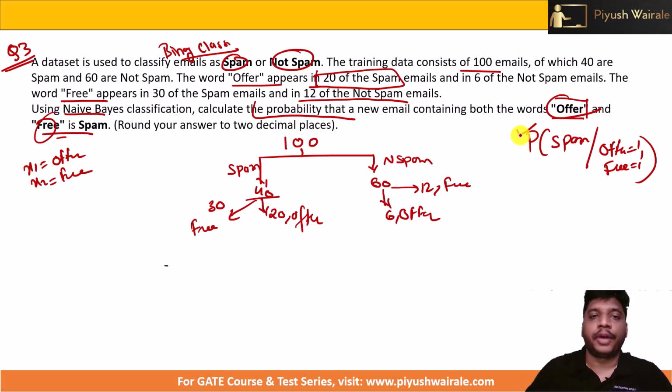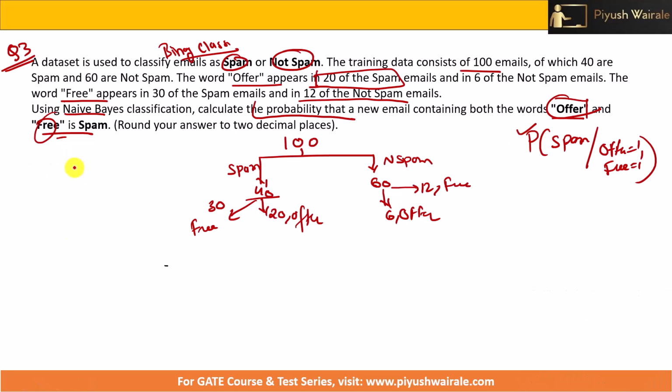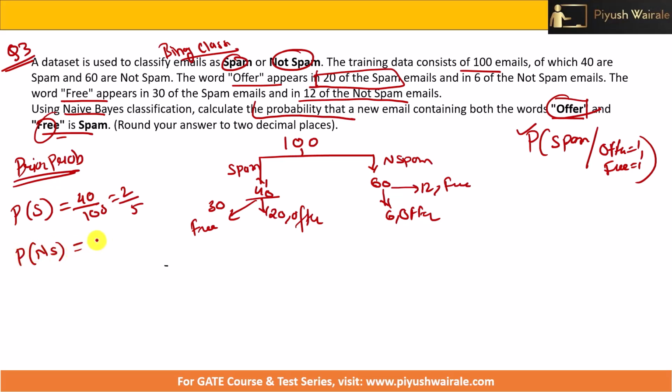This is what we need to find out. Now let's find out the prior probability first. So now tell me, what is the probability of an email being spam? S stands for spam and NS stands for not spam. Out of 100 emails, 40 are spam. That is 40 divided by 100, so 2 by 5. Probability of not spam is 60 divided by 100, that is 3 by 5. So we got the prior probabilities here.